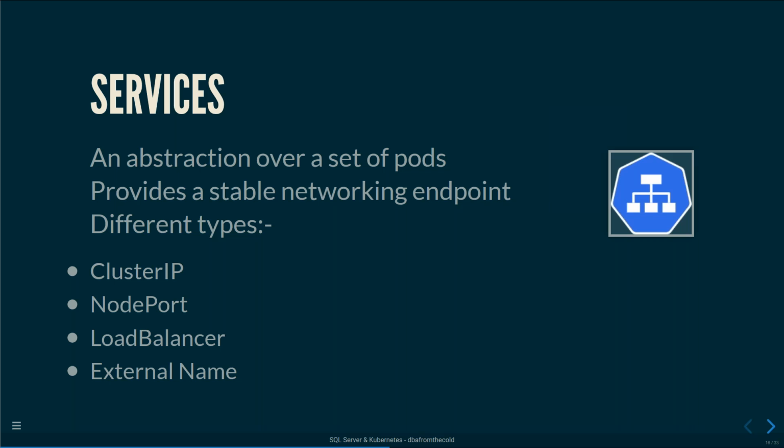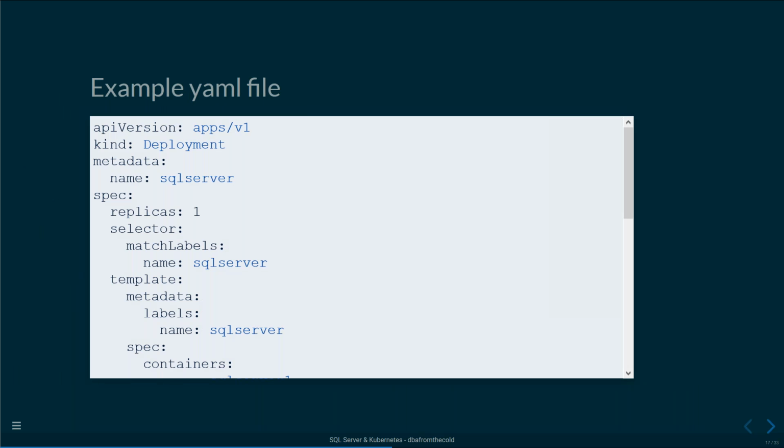Okay, so we have our master controlling our cluster. We have our worker nodes where we deploy our pods that contain our containers, and then we have our services that we use to connect to our pods. Now, in the first demo, I used an imperative method to deploy SQL Server. I told Kubernetes what I wanted and how I wanted to do it. I said, kubectl run from this image with these environment variables.